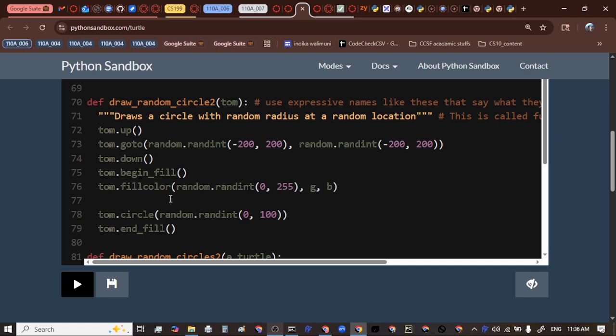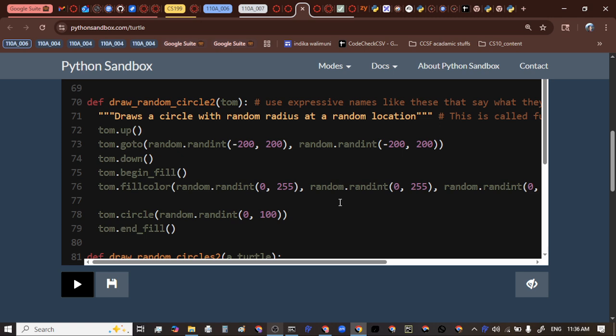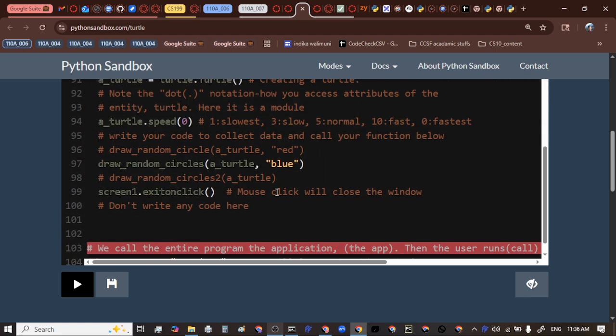And then same for all three, right? So green value that, and blue value that. Okay, all right, that's it. That's the only modification. And then we can now call this function.